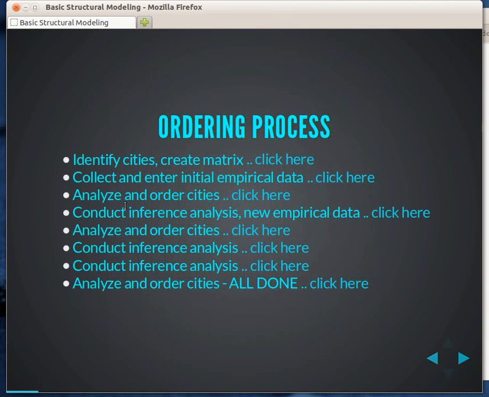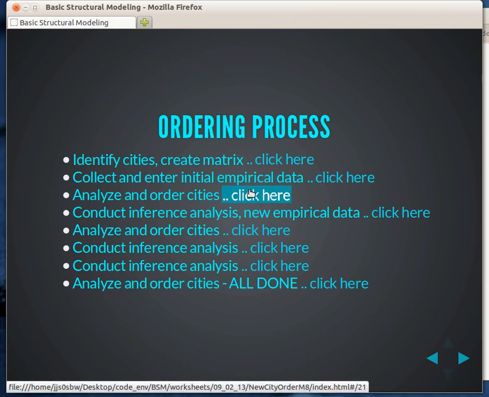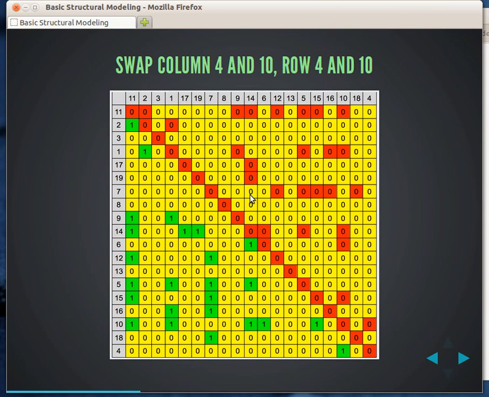All right. Then we analyze and order the cities based on our first set of data. And you can see that in ordering that, now we have all of the green down in the lower triangular. So we've ordered this so that city 11 is north of city 2, city 11 is north of city 9, city 11 is north of city 14. So we know that these marks, these cities are north of these cities here. The yellow, of course, is unknowns, and the red means that we know, as a matter of fact, that it's not.